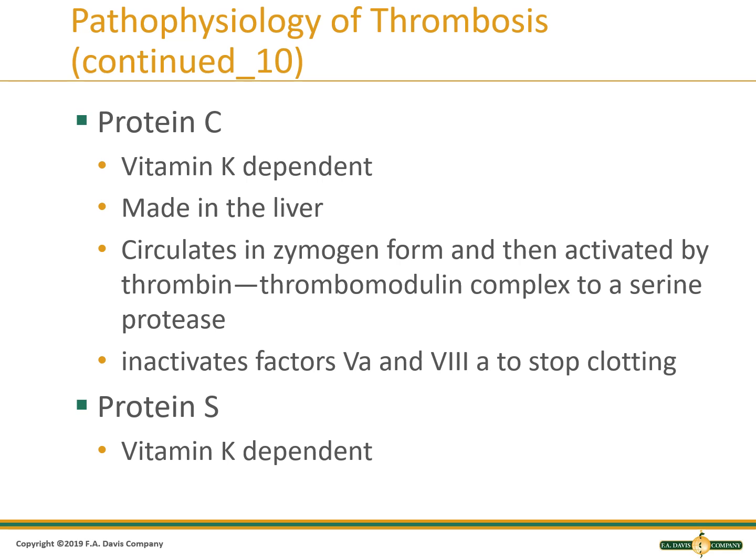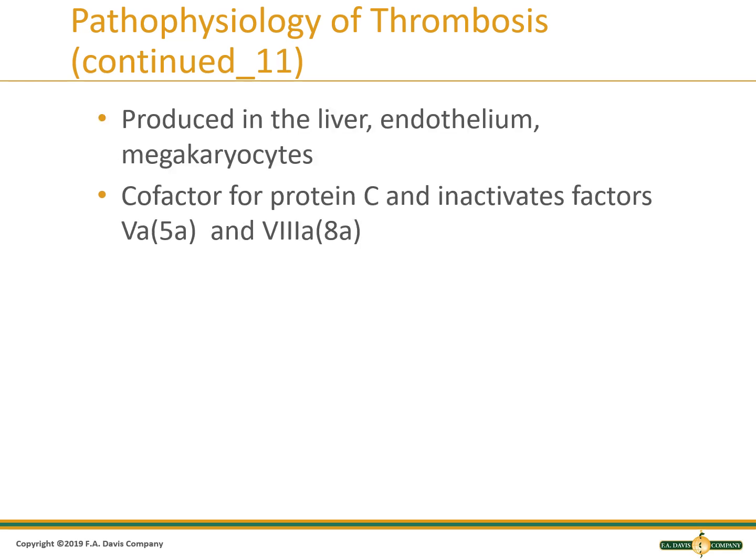We also have protein S, which is vitamin K dependent, just as protein C. It's also produced in the liver, the endothelium, and megakaryocytes, which we've talked about previously. It's a cofactor for protein C, and it inactivates factors 5A and 8A.